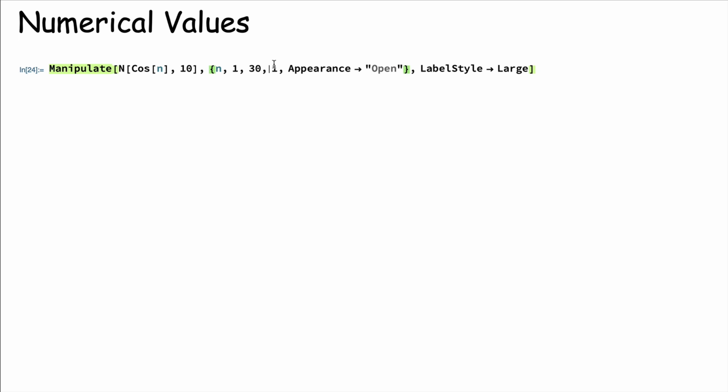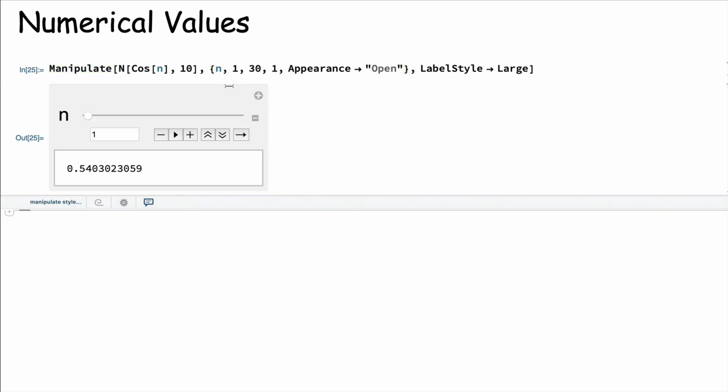Using Mathematica, we see that cosine of 1 is about 0.54, cosine of 2 is about negative 0.42, cosine of 3 is close to negative 1, about negative 0.99, cosine of 4 is about negative 0.65, cosine of 5 is about 0.28, cosine of 6 is about 0.96, somewhat close to 1.